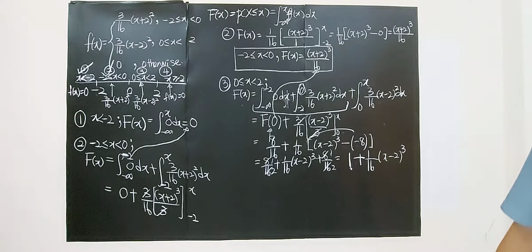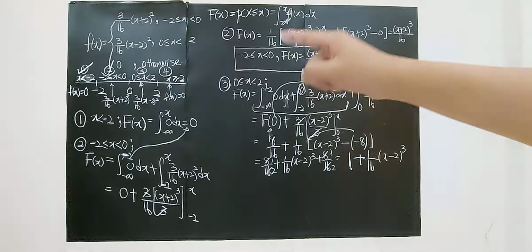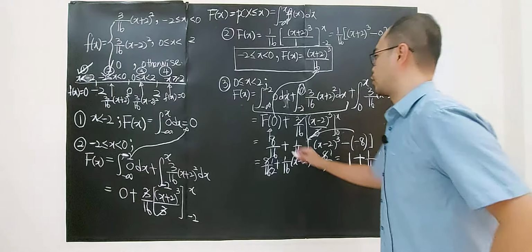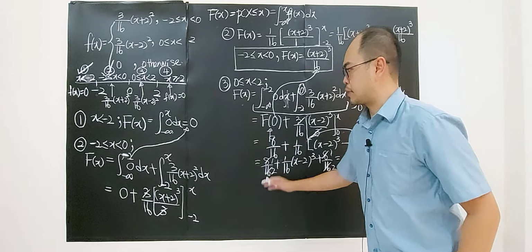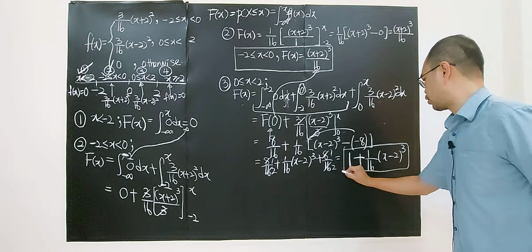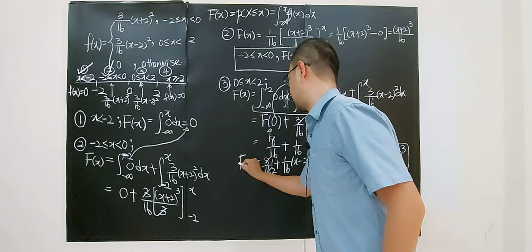Finally, I have gotten the function, the cumulative distribution for the third interval. Alright, for the third interval, I know I have enough space here. So the third interval, this is your function, your cumulative function, your capital letter F(x).